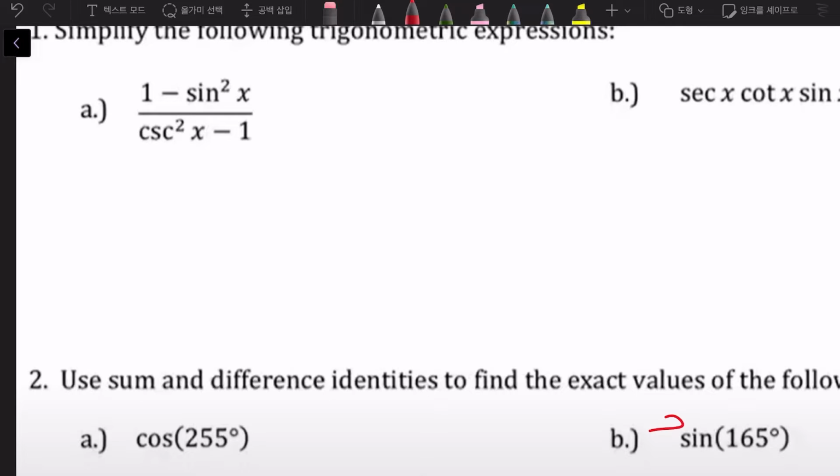Hi, this is Mr. Chanandi, and I'll go over Unit 4 trigonometry. This is part 2. When I was grading your quiz, I found some types of problems you missed a lot, so I'll go over them.